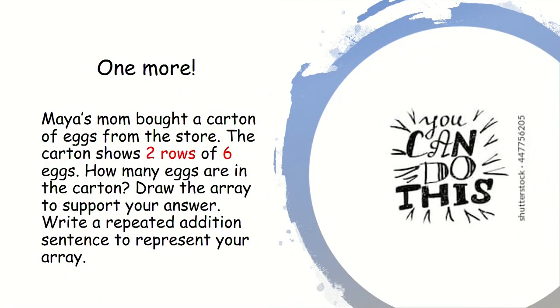All right, let's try just one more. I'm going to read it to you, and then you try it on your own, and then we'll check it together. Maya's mom bought a carton of eggs from the store. The carton shows two rows of six eggs. How many eggs are in the carton? Draw the array to support your answer. Write a repeated addition sentence to represent your array. All right, give it a try.